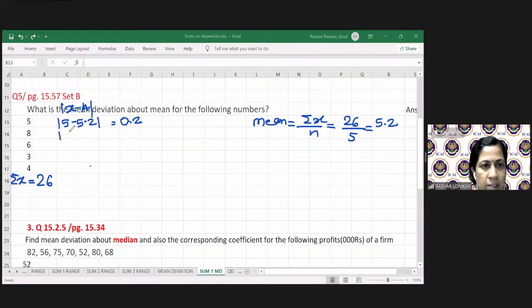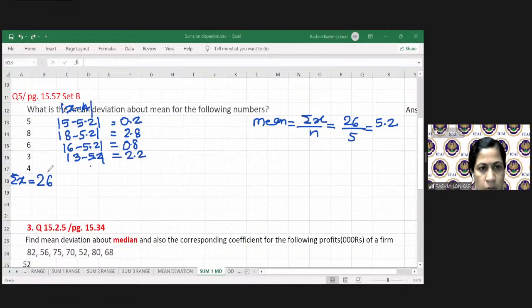Then here it is 8 minus 5.2. How much will this be? 2.8. Then I have 6 minus 5.2. This will be equal to 0.8. I have 3 minus 5.2, which will be equal to 2.2. And I have 4 minus 5.2, which will be equal to 1.2.